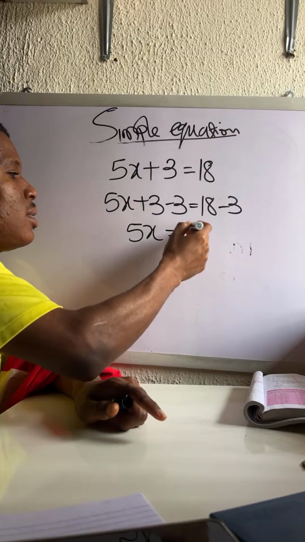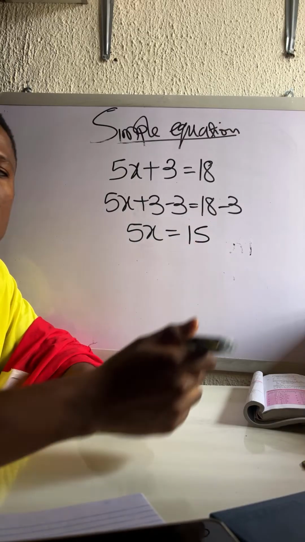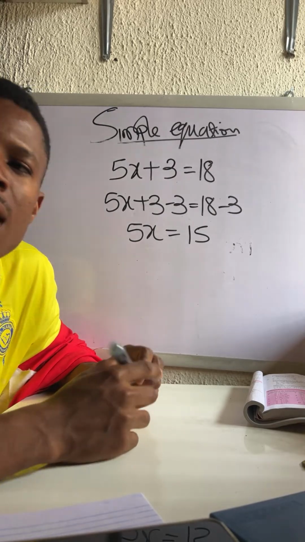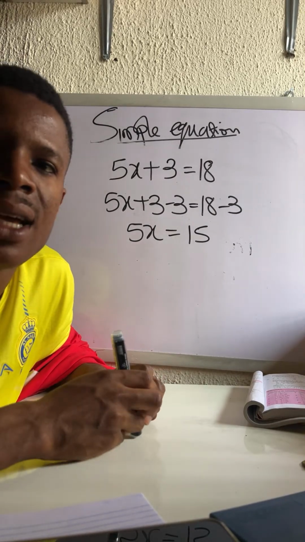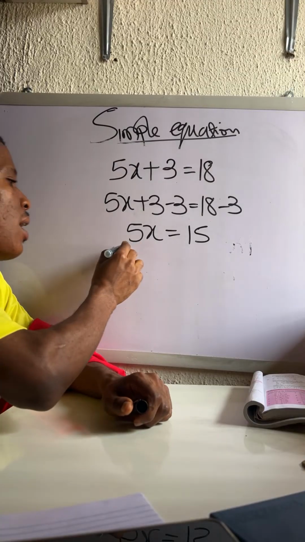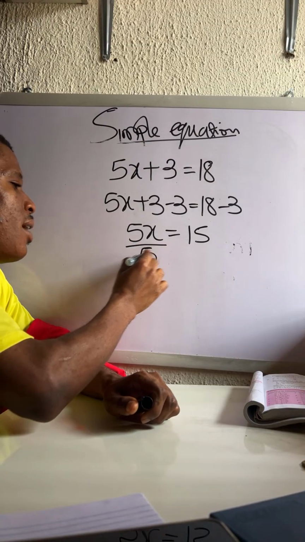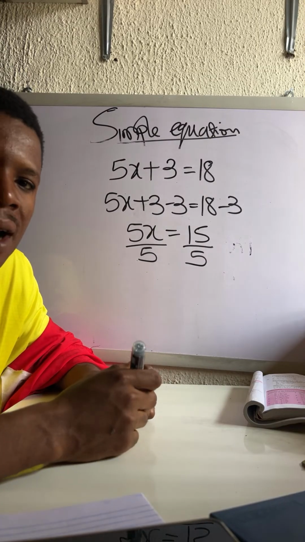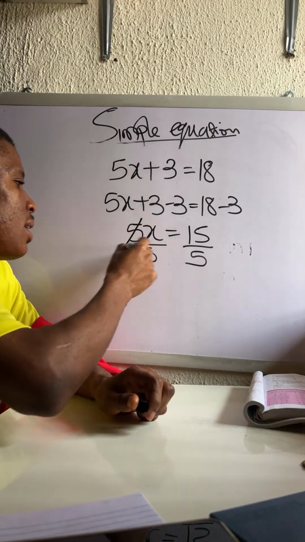18 minus 3 is 15. So for you to get the value of x, what do you need to do? You have to divide the left and the right hand side by the coefficient, which is 5. If I divide here by 5, I will also have to divide here by 5. So if I divide by 5, what am I getting? 5 can cancel out 5.